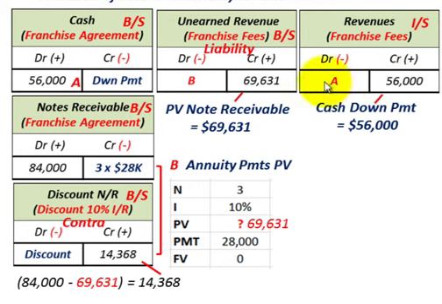And you can only recognize the revenues on your income statement based on the cash down payment of $56,000. Okay, so we've taken care of our example, dealing with the last case where the future services are yet to be performed, but the collection of the note is reasonably certain. Okay, so that'll conclude our discussion.